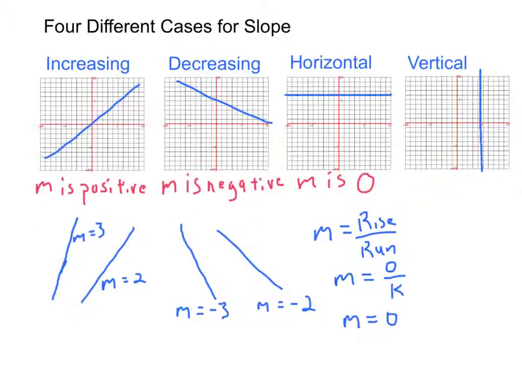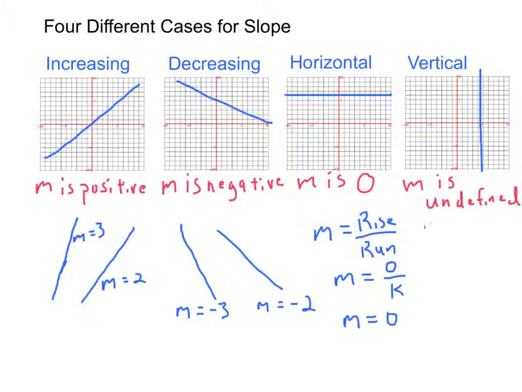Now that brings us to the last case of a vertical line. Now a vertical line has an undefined slope. Now undefined means you can't get an answer for the slope, so there really is no slope.